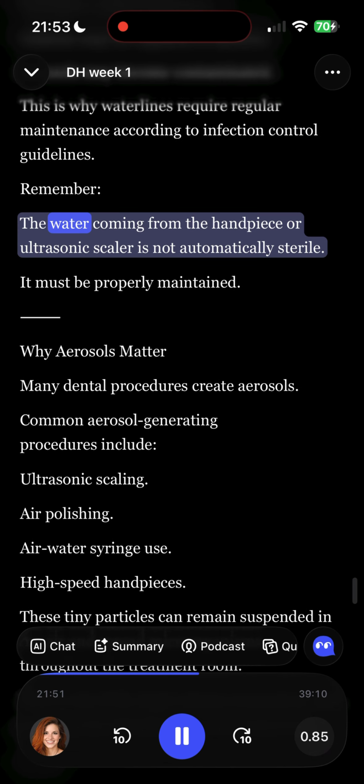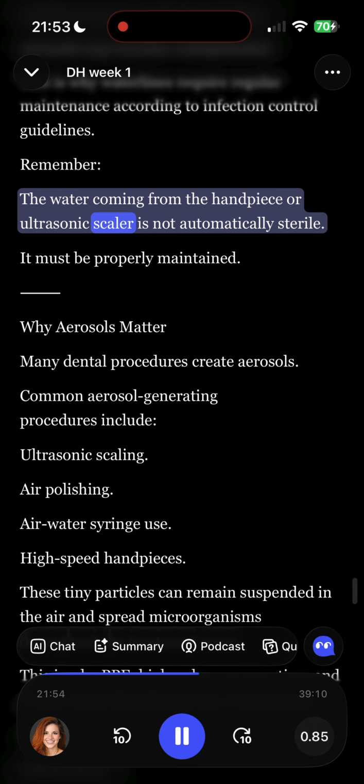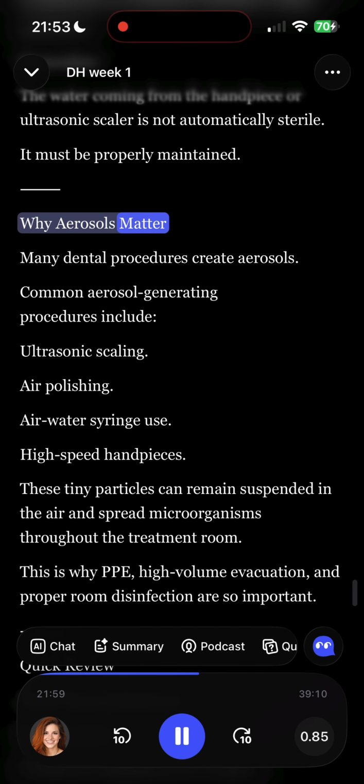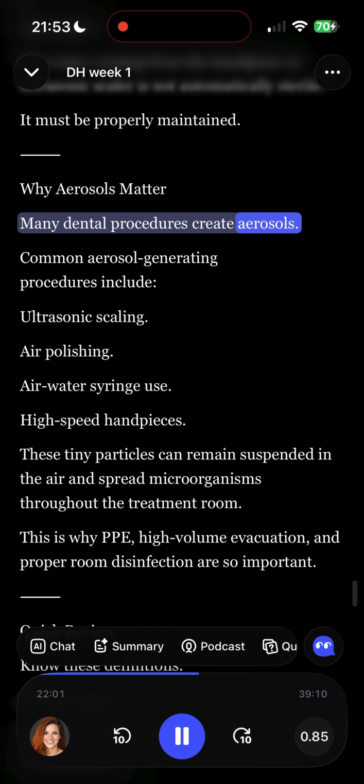Remember, the water coming from the handpiece or ultrasonic scaler is not automatically sterile. It must be properly maintained. Why aerosols matter? Many dental procedures create aerosols.